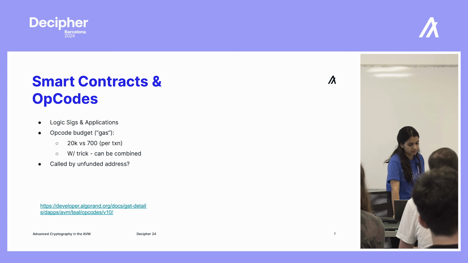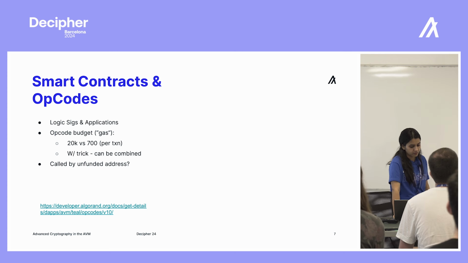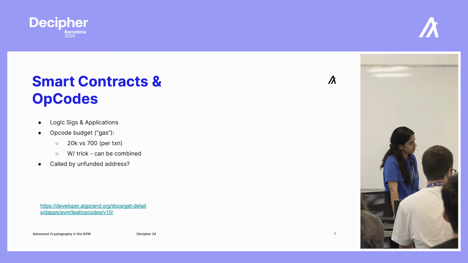Yeah, so because logic SIGs don't actually go into storage, we can trust them to do more in a time. We give them more time. Wait, slow down. So for applications, we only allow 700 ops, you can call it kind of like gas per transaction, whereas for logic SIGs, we allow much more.